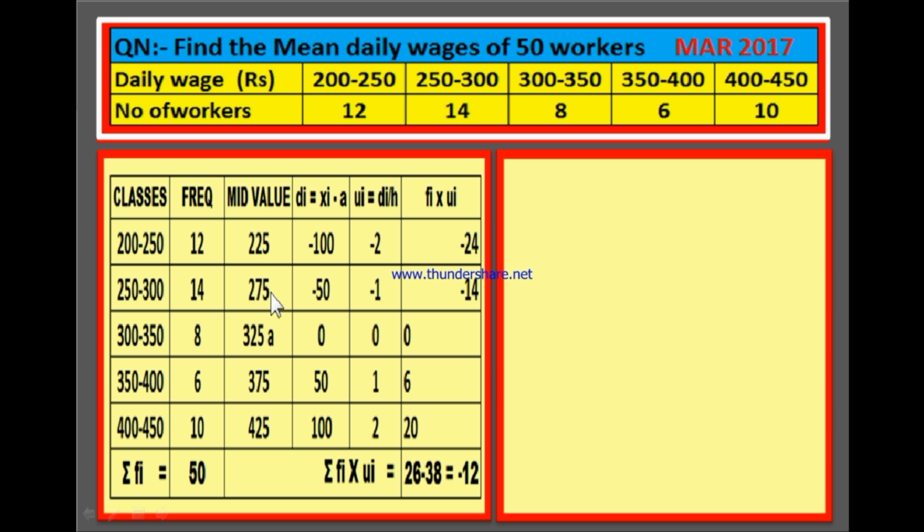225 plus 50 is 275. 275 plus 50 is 325. 325 plus 50 is 375. 375 plus 50 is 425.